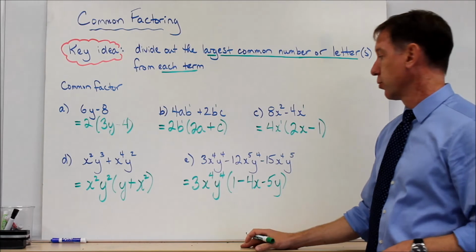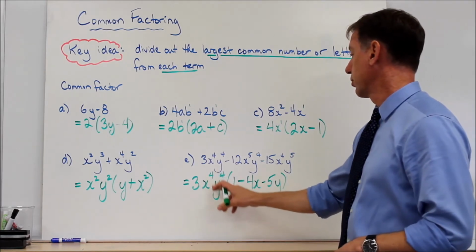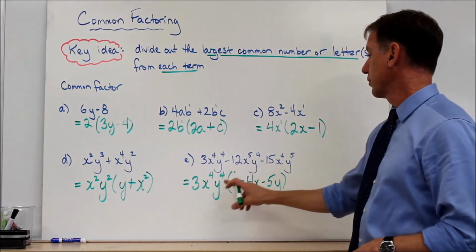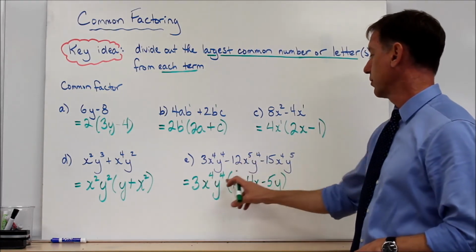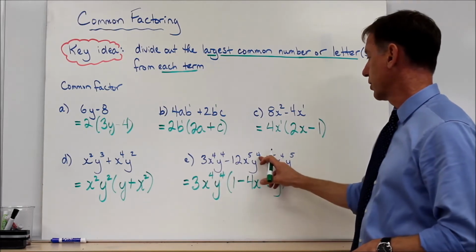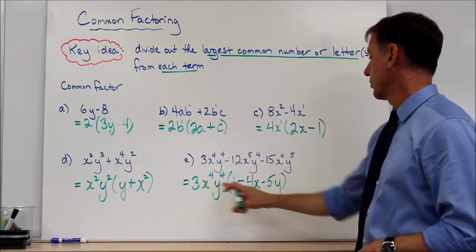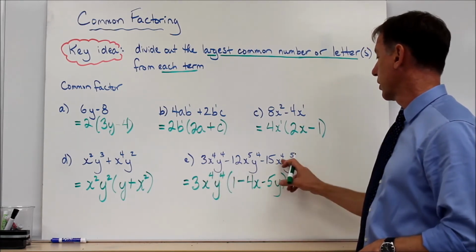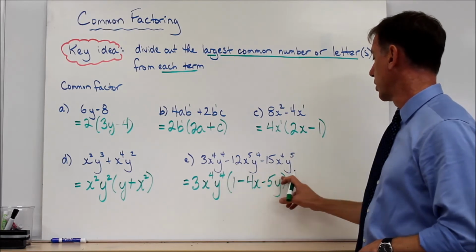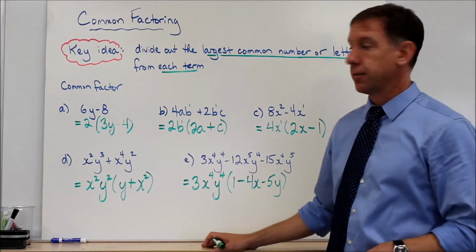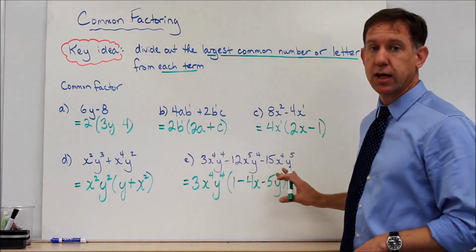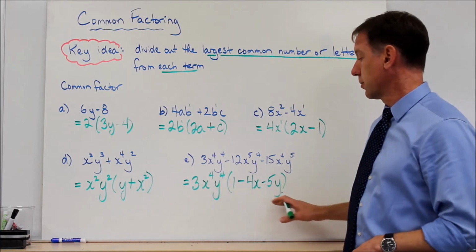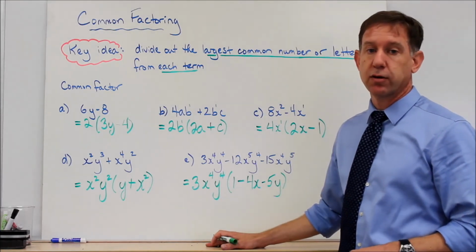As always, just mentally check your work here. 3x to the 4th, y to the 4th times 1 is the first term. 3 times negative 4 is negative 12. 4 plus 1 is 5 x's. 4 y's left here as well. And finally, 3 times negative 5 is negative 15. X to the 4th, there's no x's to multiply here, so that's good. And 4 plus 1 is 5, and that's good too. And like I said, really, that's as complicated as it's going to get here, okay? If you can divide out this common factor, then you should be okay for any common factoring question that I'm going to give you.